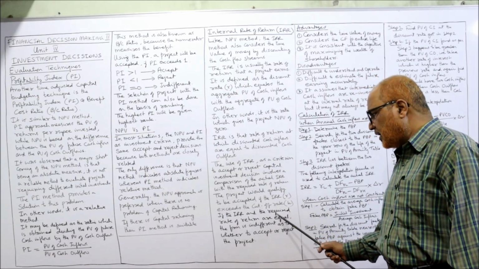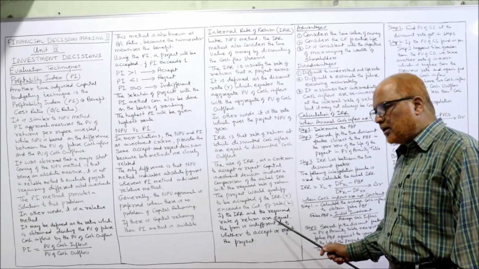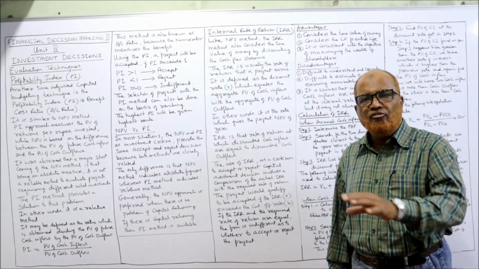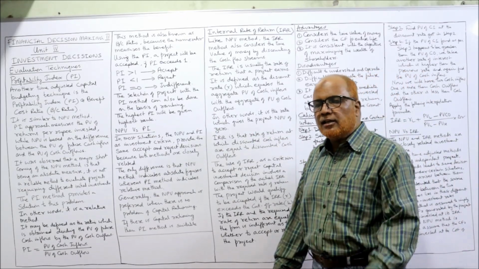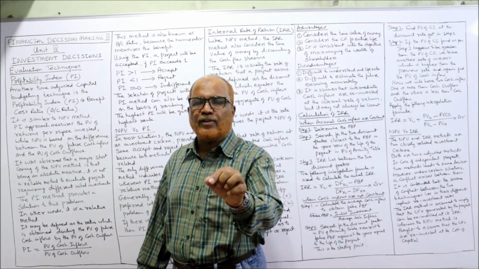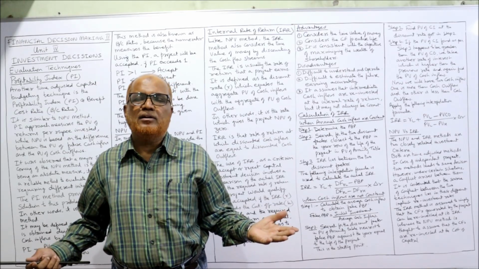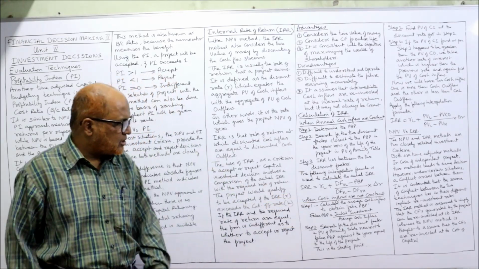If the IRR and the required rate of return are equal, the firm is indifferent as to whether to accept or reject. If both the internal rate of return and the cutoff rate, the cost of capital, are equal, in that case the company is indifferent whether to accept or reject.